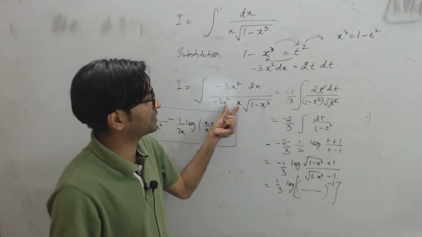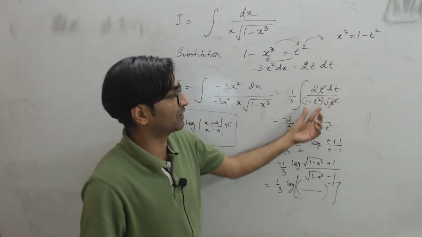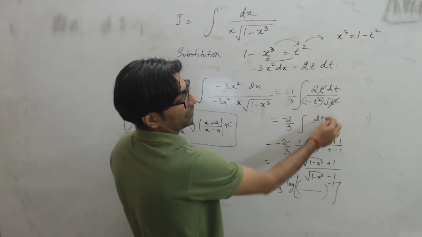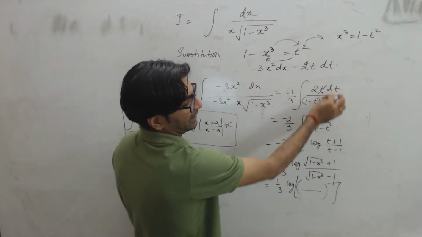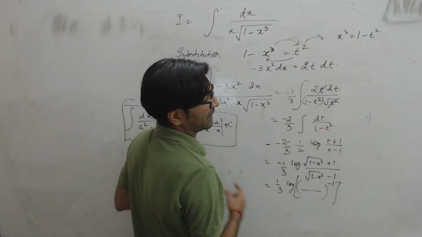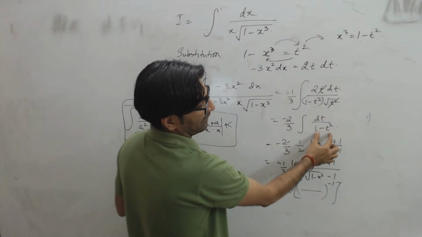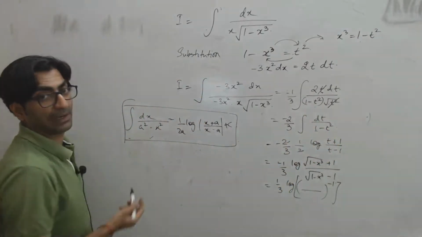I'm left with only x cube. So x cube is 1 minus t square. So that's the value I put here, right? And t and root of t square. Root of t square is t, so I can knock it off in the numerator and the denominator. T cut jayega. 2 bahar le aao, so minus 2 by 3 dt by 1 minus t square. Fir ye formula apply karo, right?